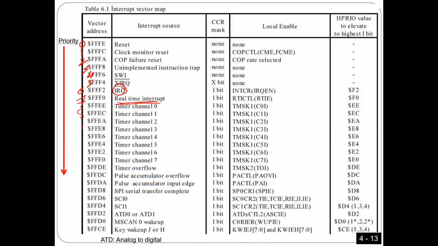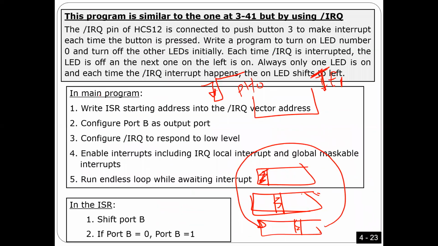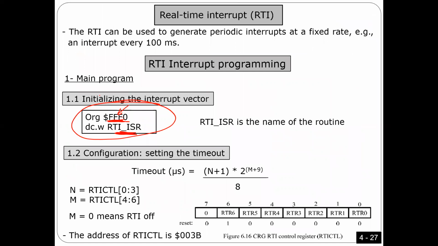Remember, I taught it before. I told you how you can come up with this number. It's here. This number is here. So this is FF0 for RTI, and for IRQ, it's FF2. So this is the location where you have to put the starting address of your subroutine. Okay, so this is number one. Any question here? That's easy, right? Number two.